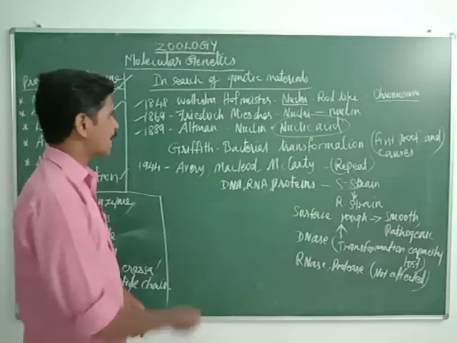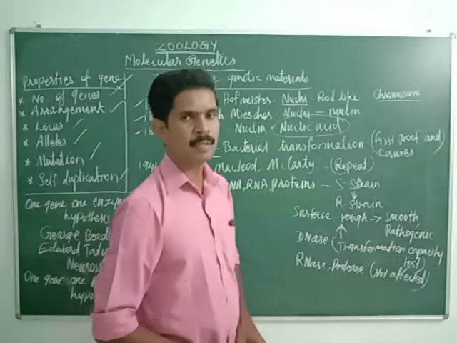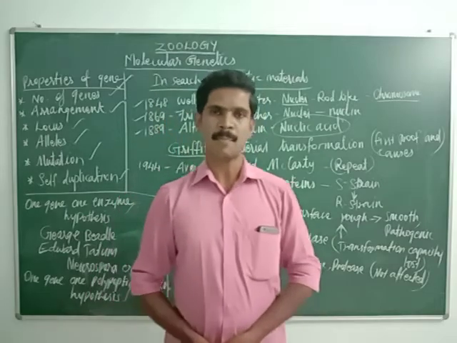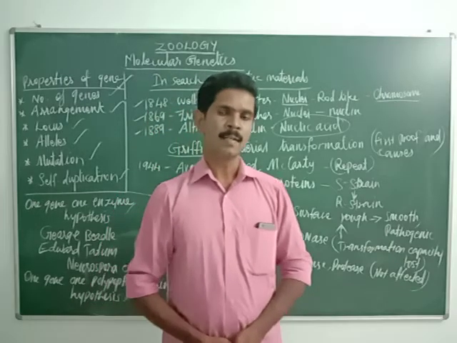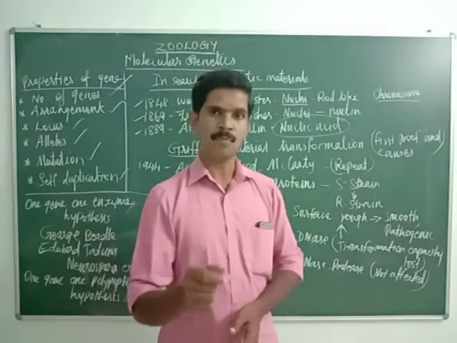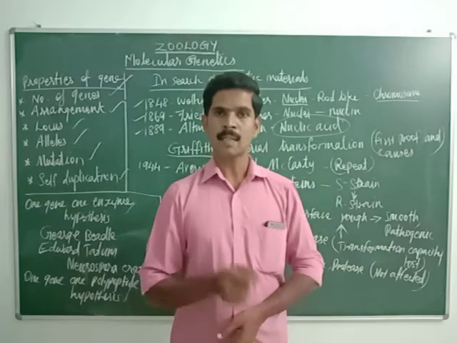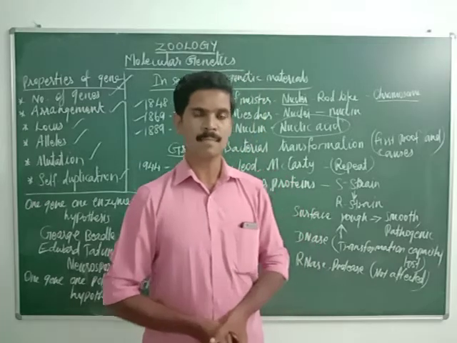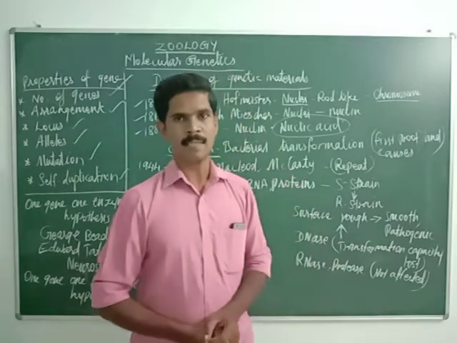Understand, dear students? Then another very famous scientist, Griffith. This person Griffith used a bacterial species to conduct one experiment. The name of his experiment is called the Bacterial Transformation Experiment. This experiment is the first proof that DNA is the genetic material in some organisms. So this Bacterial Transformation Experiment of Griffith is the first proof that DNA is the genetic material.